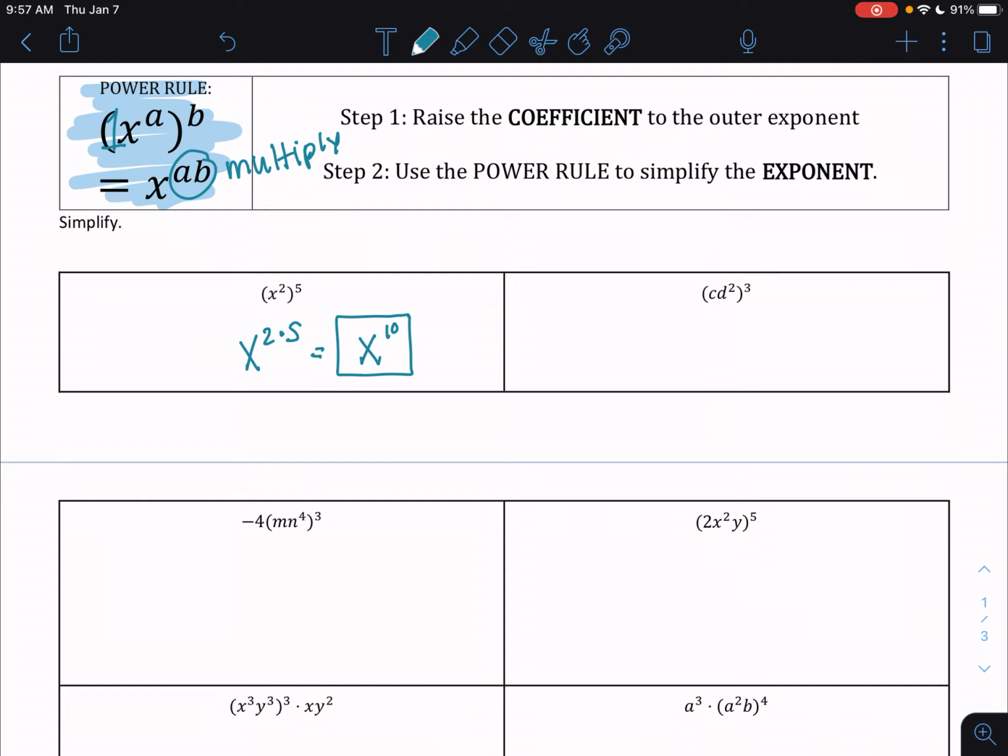All right, let's try this next one. Again, there's no coefficients here, so we don't have to worry about doing that, but if we did, we'd have to multiply those. So we would have c. Remember, you have that invisible 1 there. If you need to write it in the original problem, you can. So 1 times 3. And then we would have d to the 2nd times 3. So we get c to the 3rd times d to the 6th.